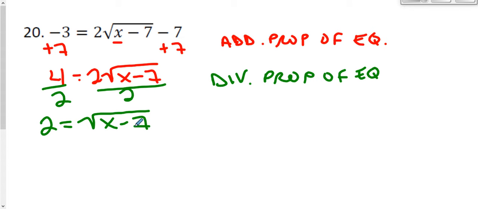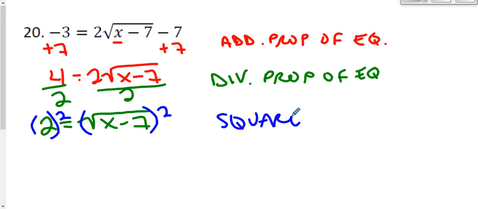Now we're going to need to undo that square root. We have isolated our radical. That would be considered step 1 of solving. Now we need to undo the second root by raising both sides to the second power. In the property list, that's called square both sides. In our set of instructions, that's called raising to the index.